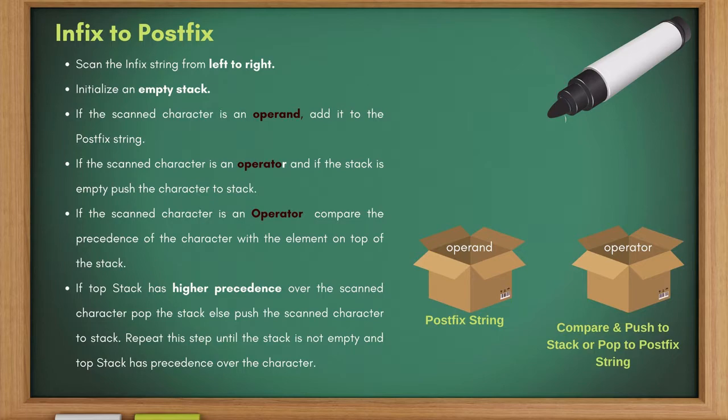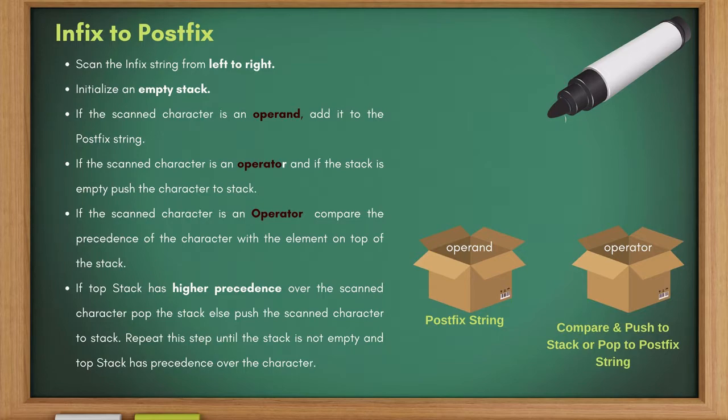If the scanned character is an operand, we add it to the postfix string directly. And if the scanned character is an operator, we would watch out for two conditions. If the stack is empty, we push the character to the stack. Otherwise, we need to compare the precedence of the character with the element on top of the stack.